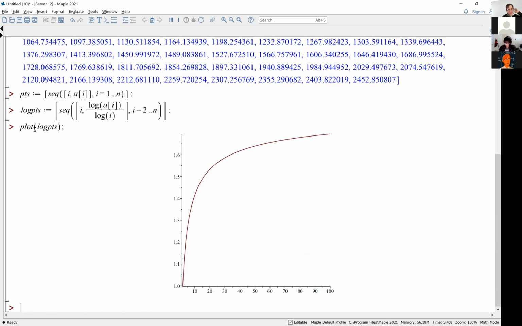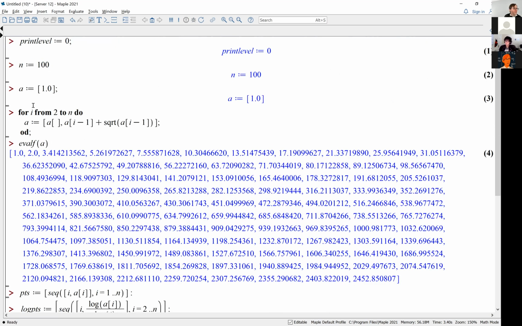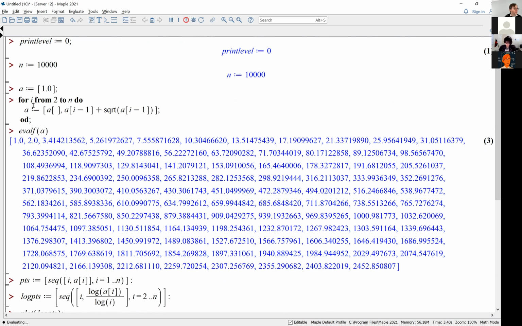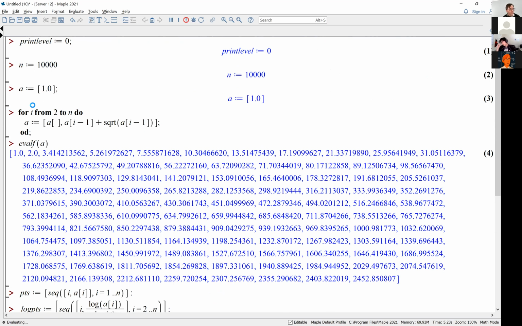Okay, it seems to be flattening out, which is pretty good. I mean, that's good news. Let's make it go up to 10,000. Why not? Let's definitely not print it out though. Oh, it's taking a long time. Oh, no, it's not that long. Okay.